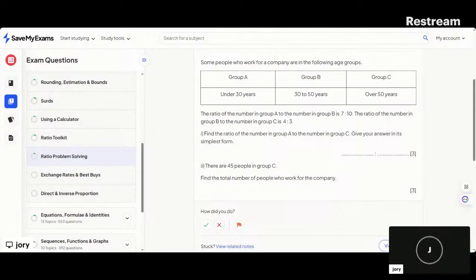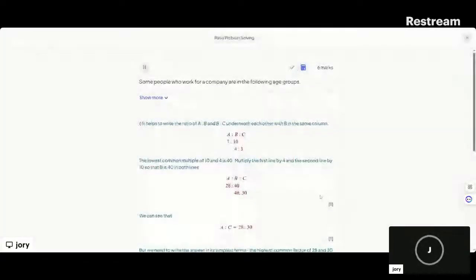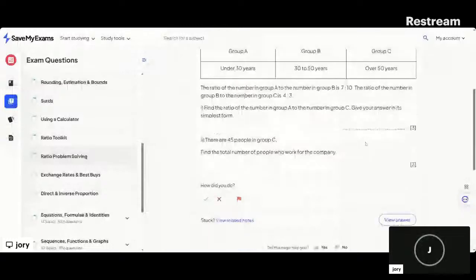28 to 40. And then multiply 4 to 3 by 10. So you're going to get 40 to 30. So it's 28 to 30. And now you can simplify. Divide by 2, for instance, first. It's 14 to 15. Don't think it's more divisible than that. Yeah. It's 14 to 15. 14 to 15, that's correct.